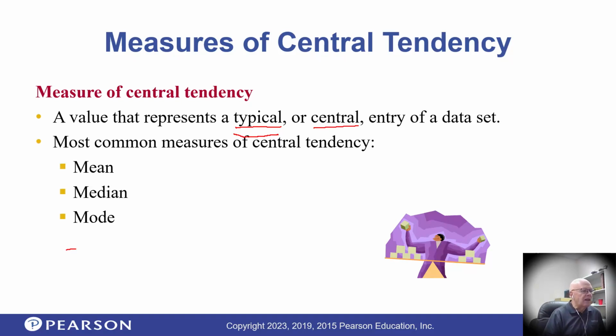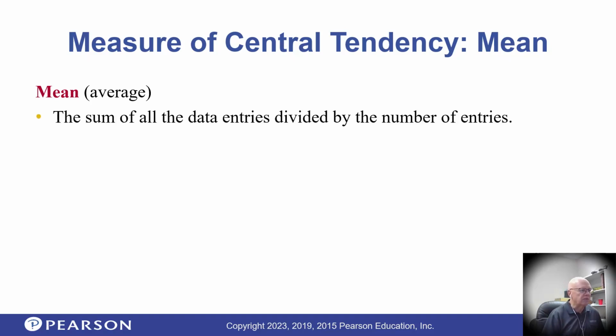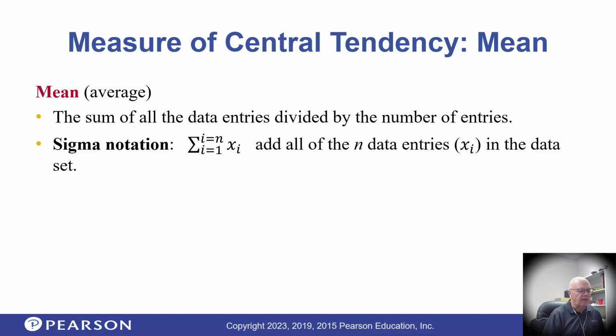So mean, median, mode. In fact, you might want to keep those in mind in that order. But we'll get back to that. So first, let's talk about the mean, because that's the one you're most familiar with, I'm sure. It's what we usually call the average. You add all the items, divide by how many you've got, and you got your average.